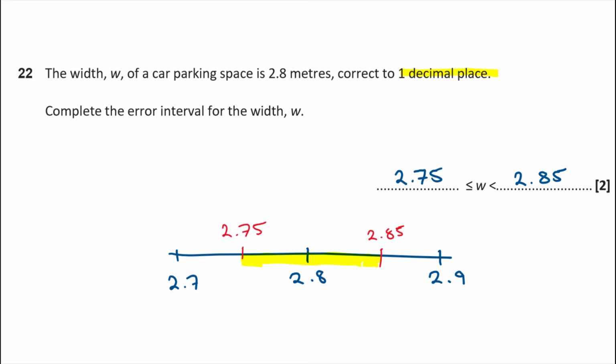Now you might be thinking, well, 2.85, that actually rounds up to 2.9, doesn't it? Because it's got a 5 on the end, and 5 or more raise the score. That's why we've got this strictly less than symbol here, W is less than 2.85. If it was equal to 2.85, it would round up, but anything up to 2.85 rounds down to 2.8. On the other end, we've got greater than or equal to, because it can be equal to 2.75, and 2.75 rounds up to 2.8, so there's no problem at that end. So 2.75 is less than or equal to W, which is less than 2.85.